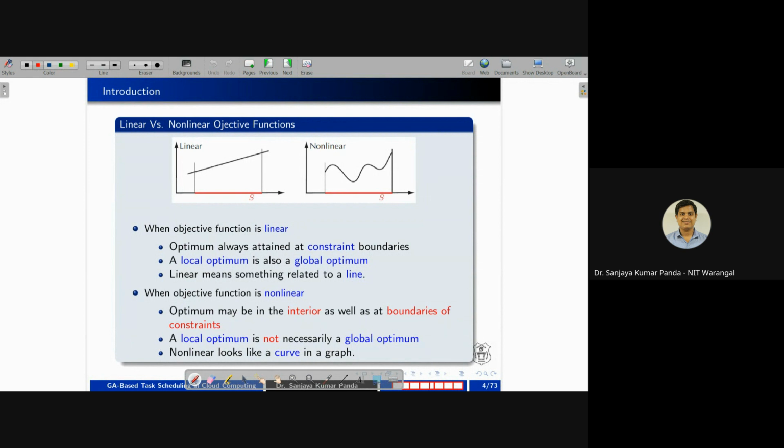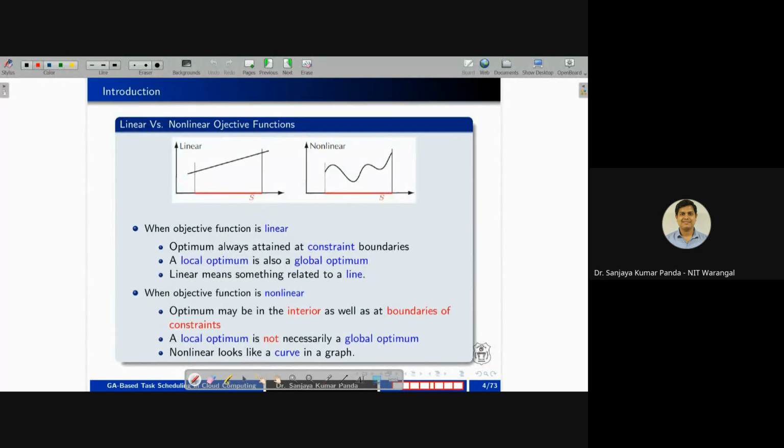For example, in a class of 60 students, let's say one student has secured the highest mark, right? So that student is considered the local optimum solution, because we are talking about a particular class. But that student also secured the highest mark if you consider all the branches or all the sections. Then we can say the local optimum solution is the global optimum solution. So it is possible when our objective function is linear, but mostly our objective functions are not linear.